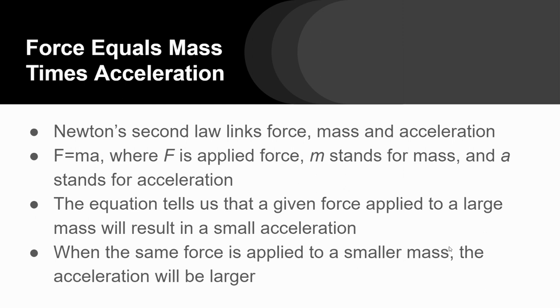So Newton's law links force, mass, and acceleration. F is force, m is mass, a is for acceleration. F equals ma. You can rearrange this equation to figure out mass or acceleration. If I give you the force of an object and the acceleration of an object, you can figure out how much the mass is, okay?